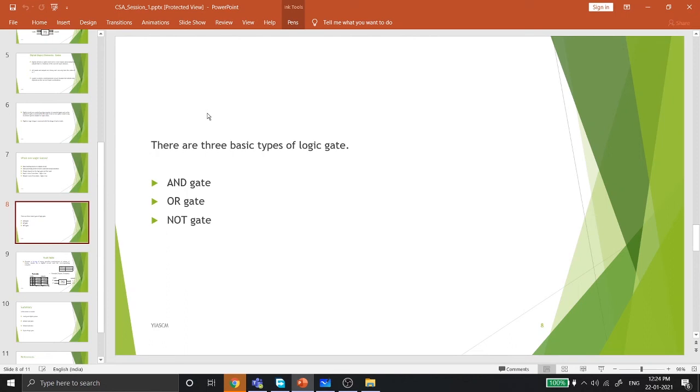AND means if two or more conditions are true, the output is true. OR means if any of the conditions is true, the output is true. NOT means if the input is true, the output is false, and if the input is false, the output is true. These are also programming basics, so if you learn logic gates, you will also be able to understand programming easily.